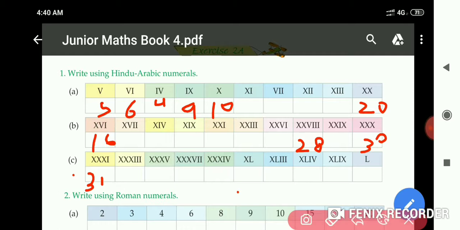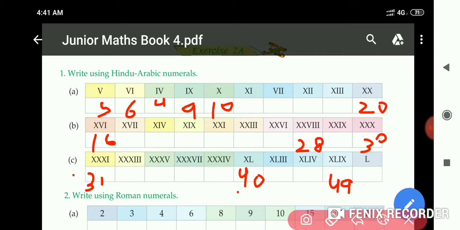Now come to this part. It is given XL. L is denoted for 50, and before L it is given X. So this is 40. XLIX. This is 49.